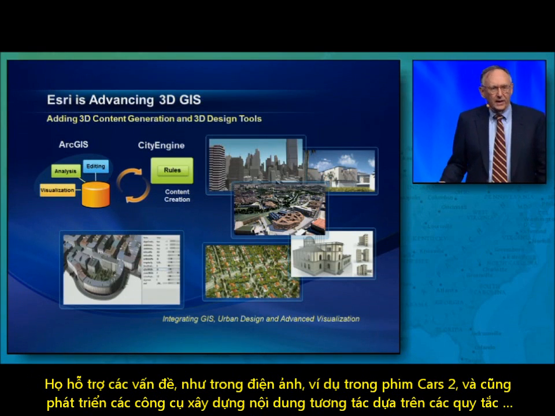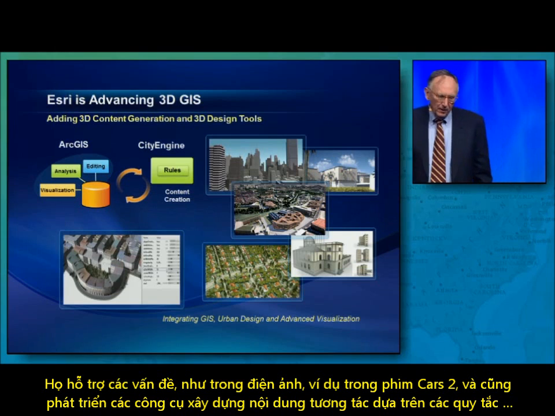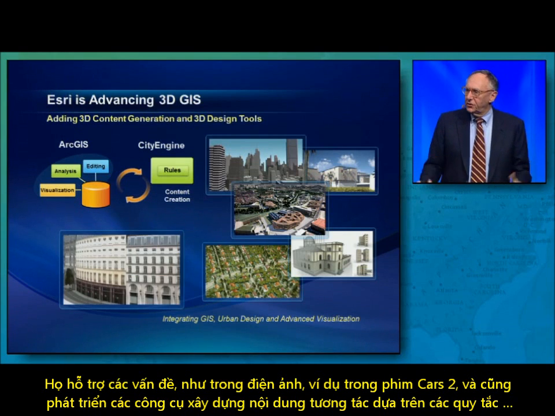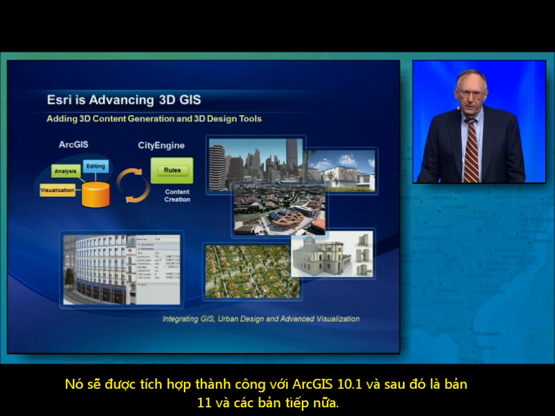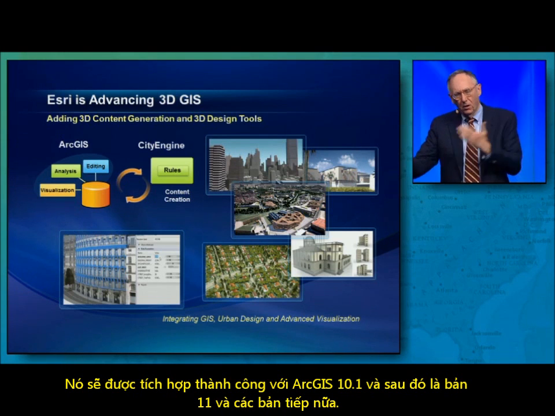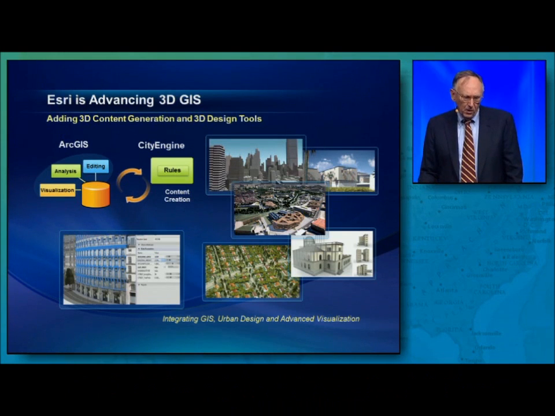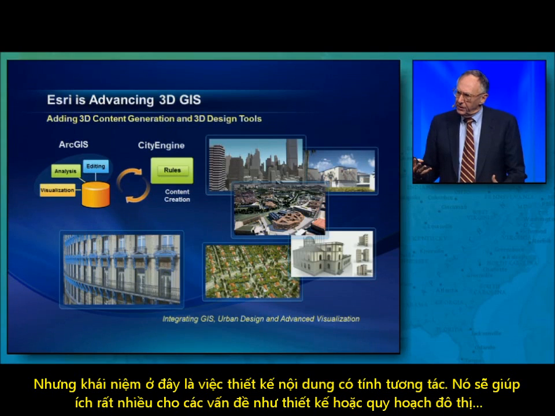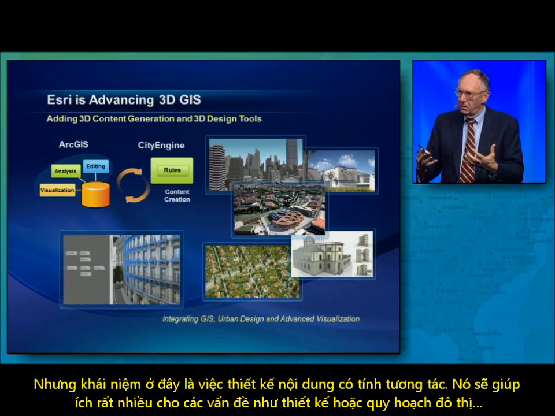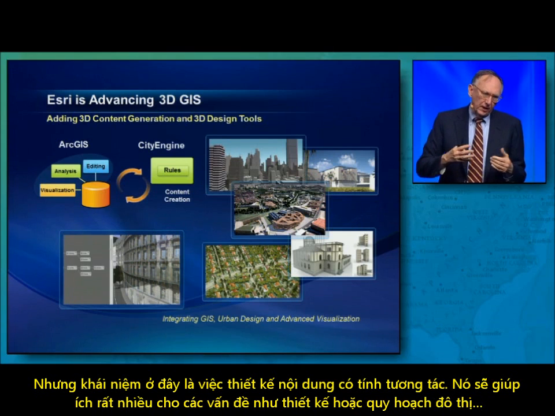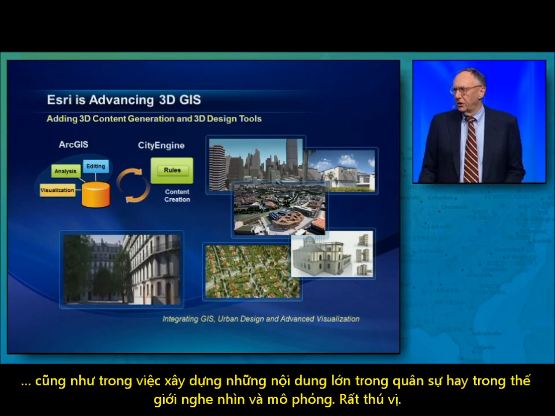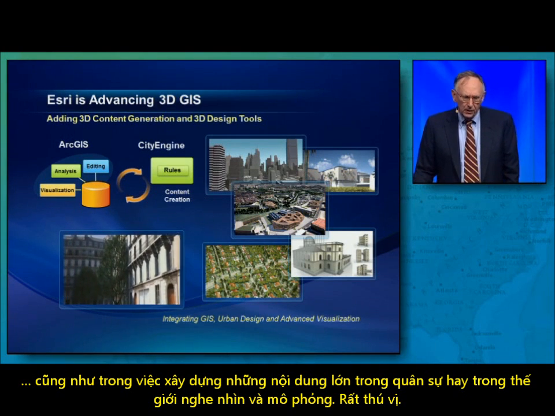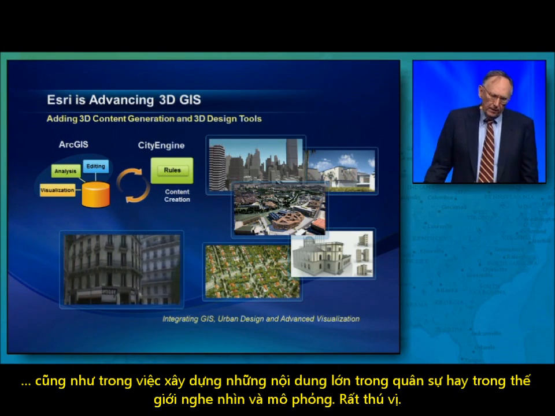They support things like movies such as Cars 2 and also just interactive content generation using rules, as some of these little demos show. It's going to be successfully integrated with ArcGIS 10.1 and then on with 11 and so on. But the concept here is interactive design of content. So this will help in things like urban design or urban planning, but also just in very large content generation like some of the military or viz sim worlds require. Very exciting.